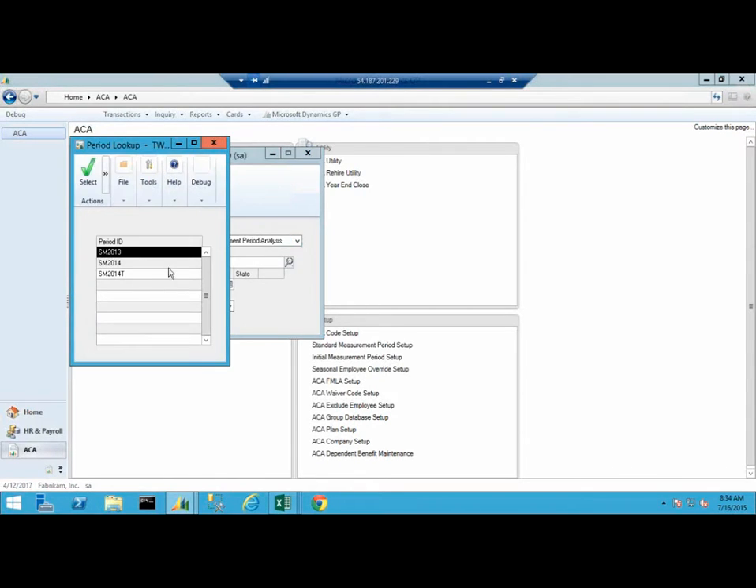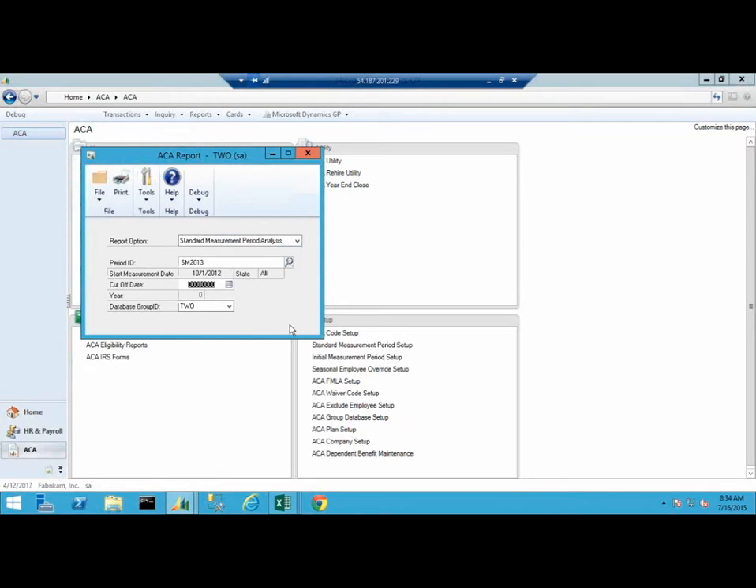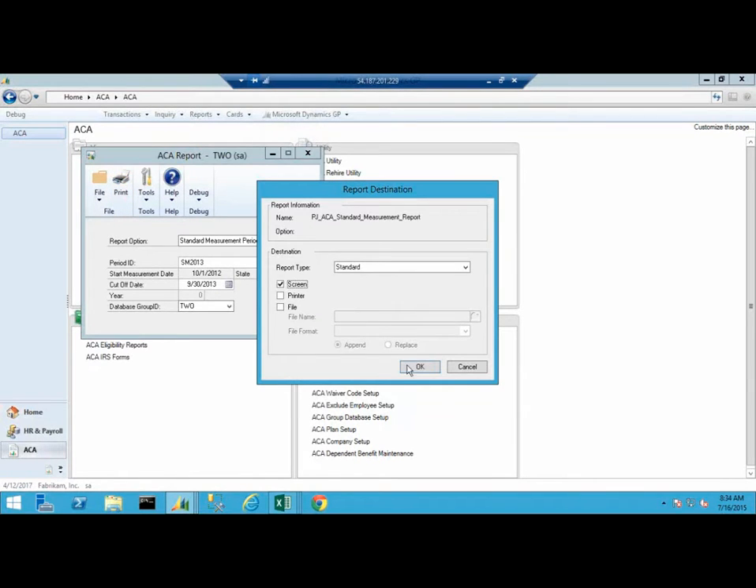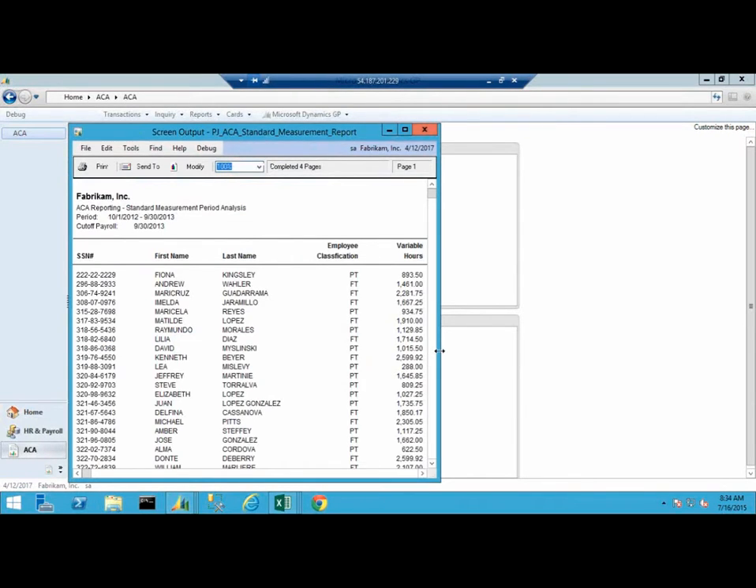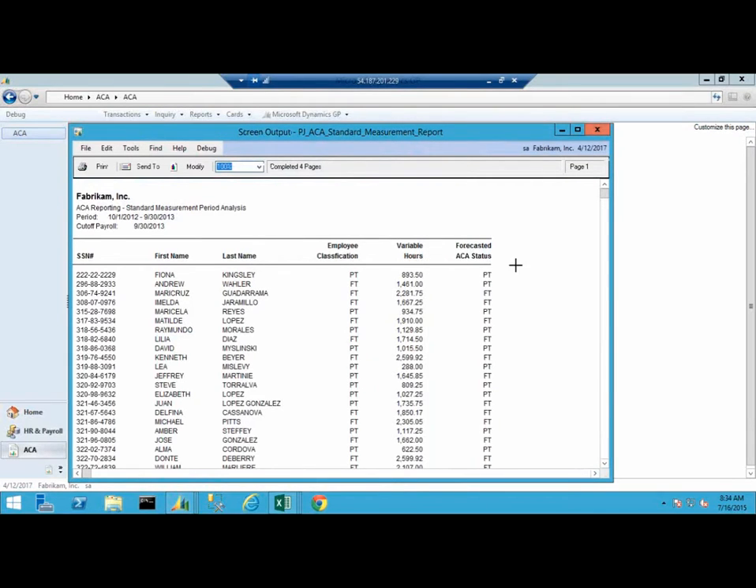I come in here, I'll grab this one right here. I'm going to go 09/30/2013. That's the end of my cutoff date. And remember, this is payroll cutoff date, not check date. I print, I go to the screen, and these are the people that are eligible. Anybody that's forecast ACA status of FT, they're eligible for healthcare coverage.